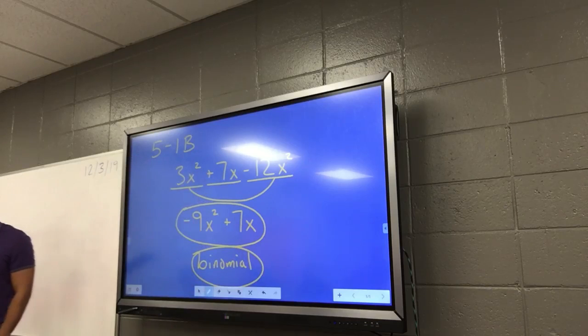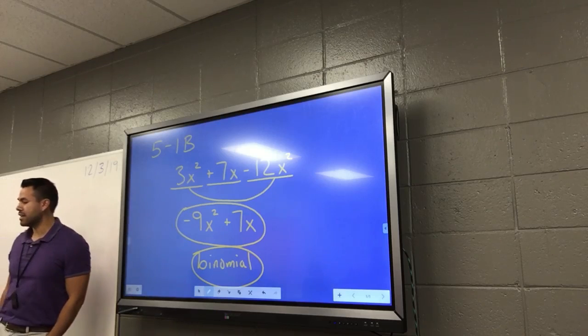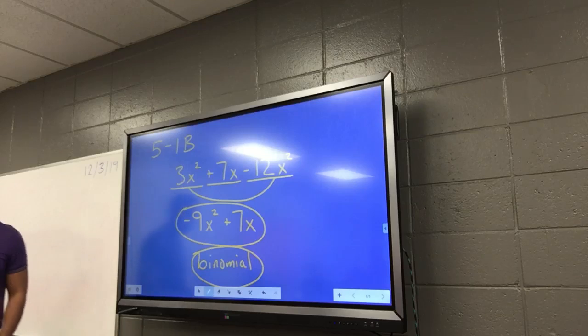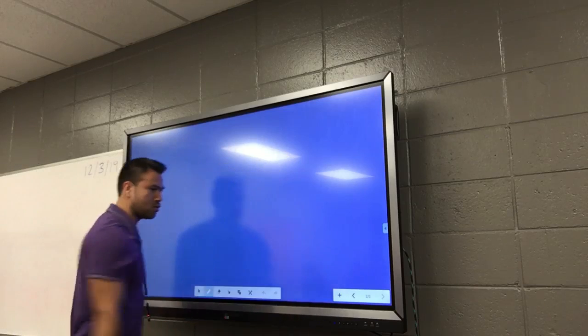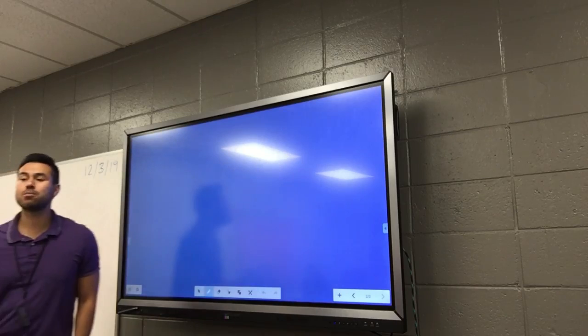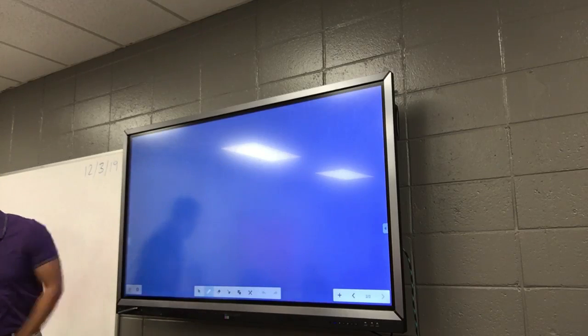How many of you kind of understand what's going on? How many of you kind of want to figure this out on your own? Awesome, all of you do. I saw those hands. Number 40. Go ahead and do that one. Number 40: add like terms and then classify it according to its number of terms after it's been simplified.